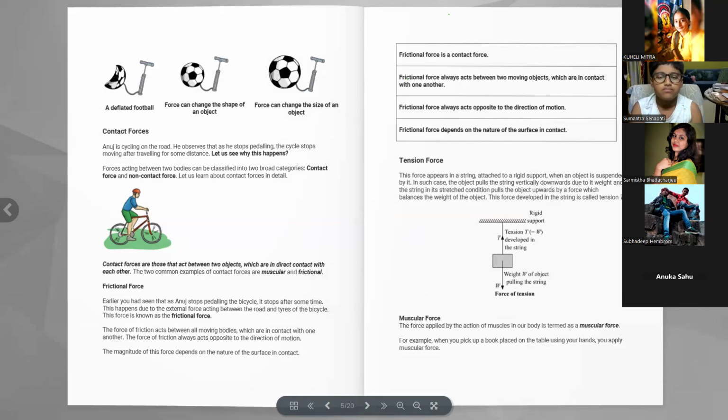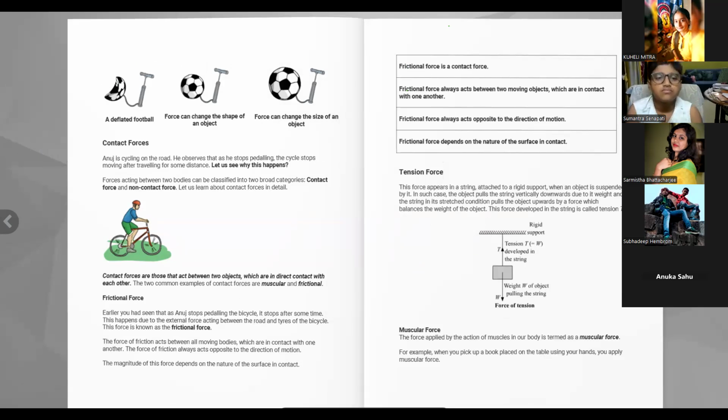Okay, contact forces. A boy is riding a bicycle and his wheels are in contact with the surface, or you can say the ground, right? So on the ground, what are his wheels doing? What is the best definition of friction? Can anyone tell me how you will define friction?